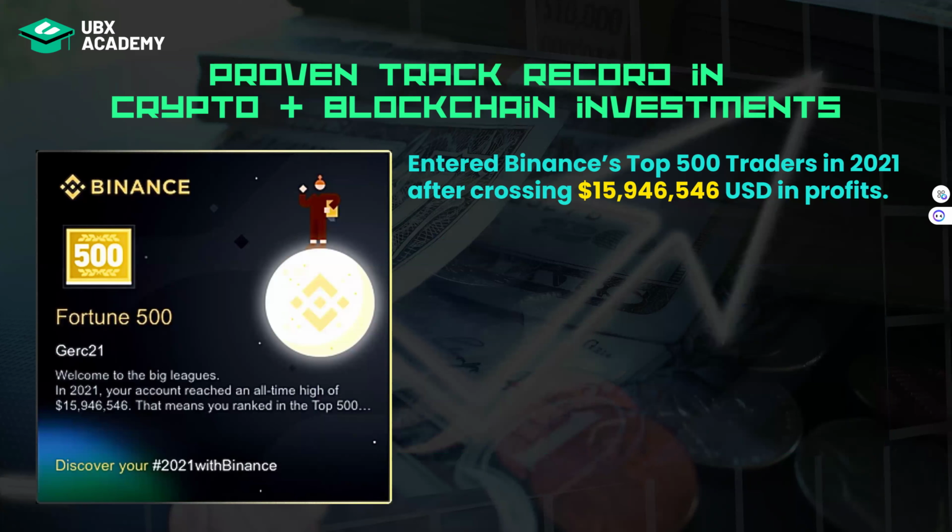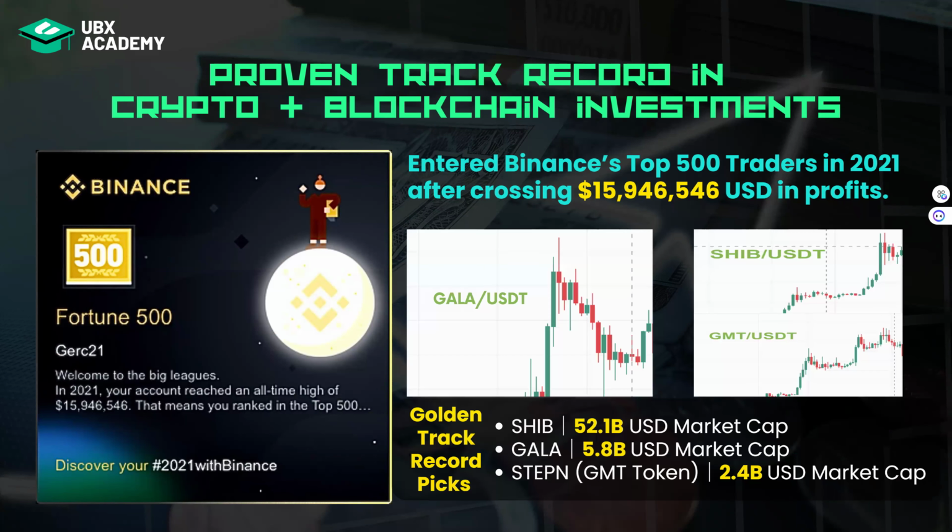So I'll be touching on this while Victor will be coming back in a while. So there is some proven track record in crypto and blockchain investments by them. For GC Capital, they entered the Binance top 500 traders in 2021. They crossed a profit of 1.5 million USD.